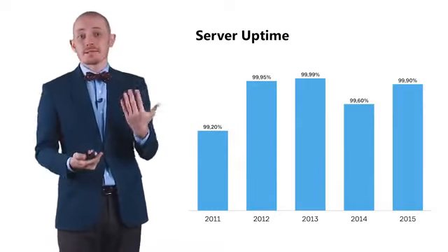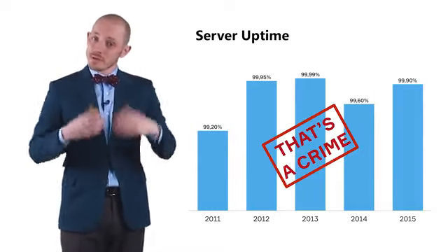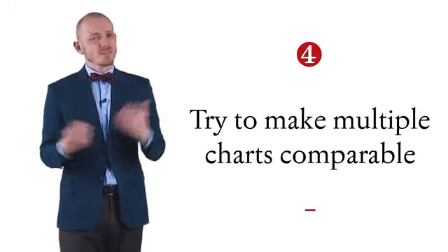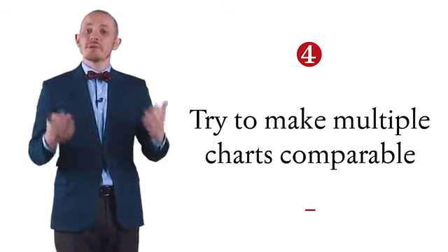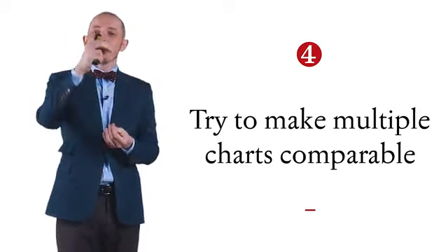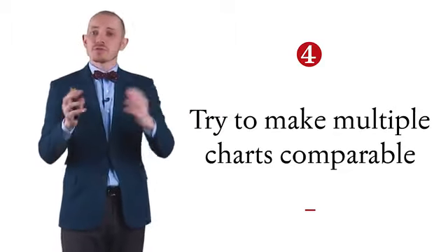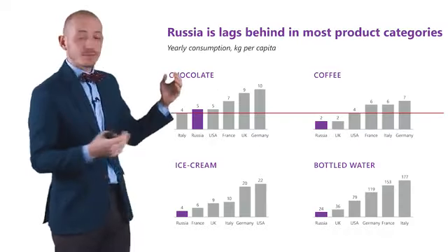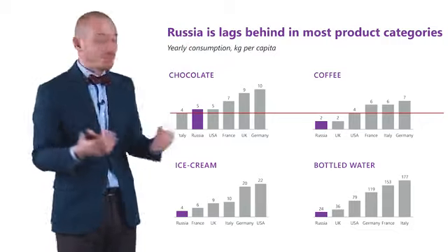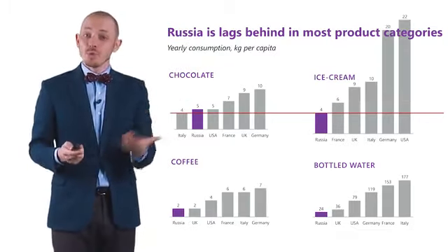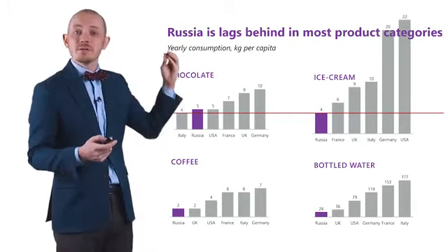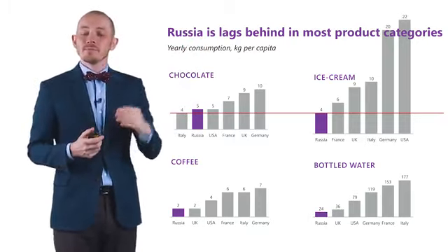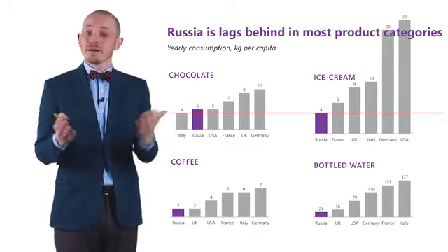Now, if you remove the axis, however, this is a crime. You should indicate that you've truncated the y-axis. Thing number 4, this is just a nice thing to do, this is in no way obligatory. Try to keep the y-axis scale across different charts. Try to make multiple charts comparable. If you look at this example, chocolate bar and coffee bar have the same scale. However, this trick wouldn't work with ice cream, therefore I'm putting chocolate next to coffee because they are comparable, while ice cream and bottled water occupy the separate row because they are clearly not.